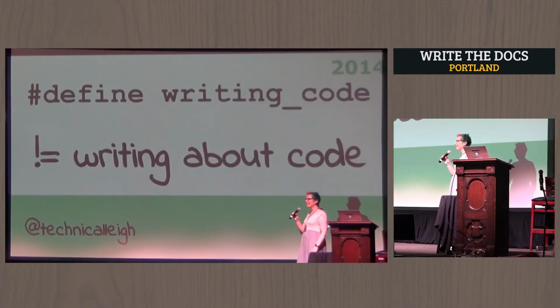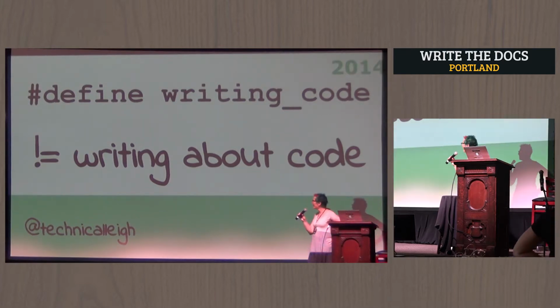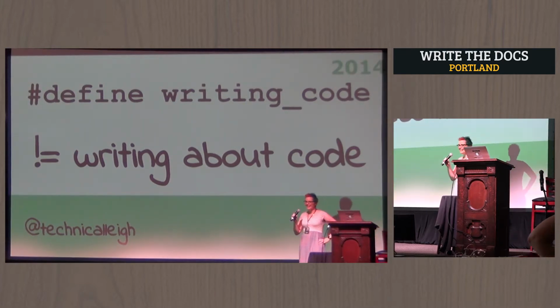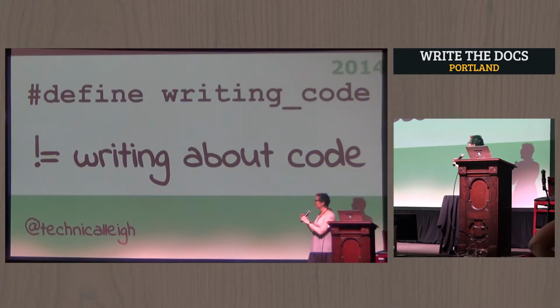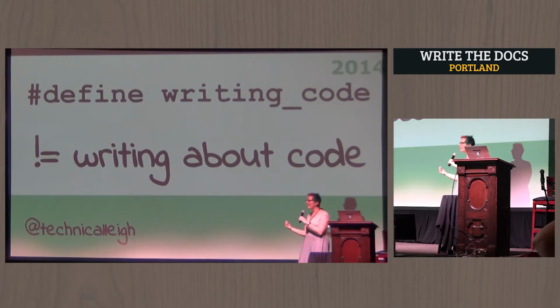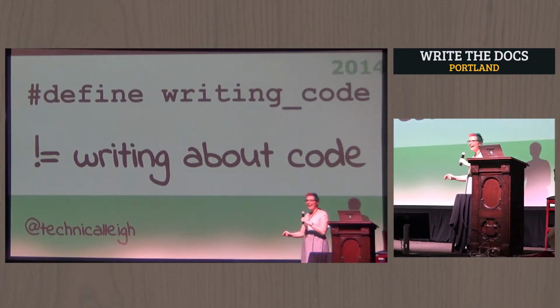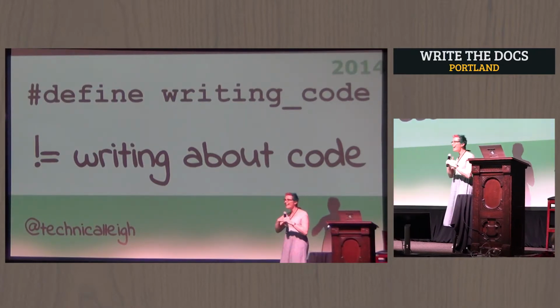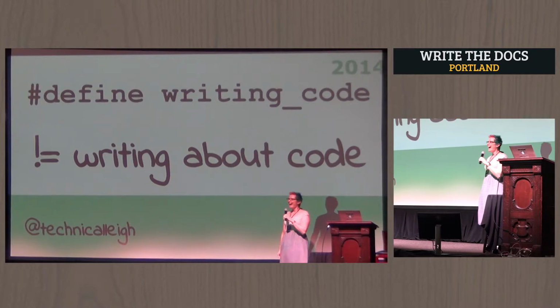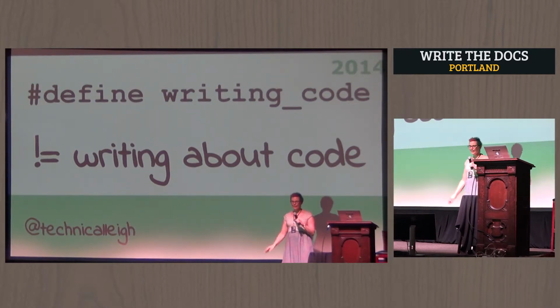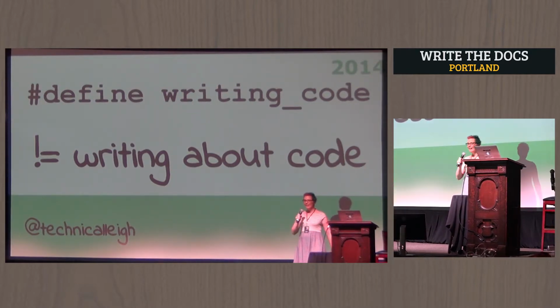In 2014, I made a little detour and tried to write code, and I learned that is not the same as writing about code. I thought I had to be decent at writing code in order to write about code, and thank goodness that's not true because I hated it. I'm glad some of you love writing code, but it was terrible for me.